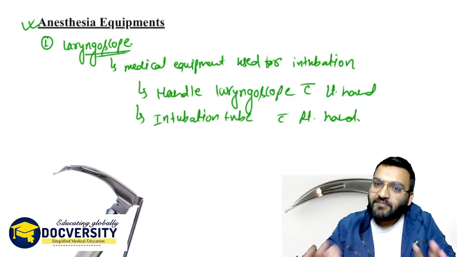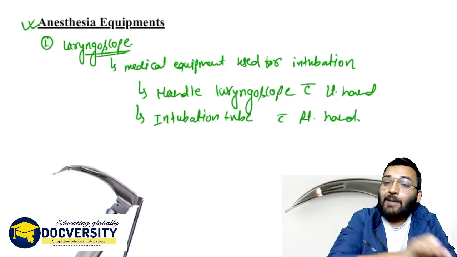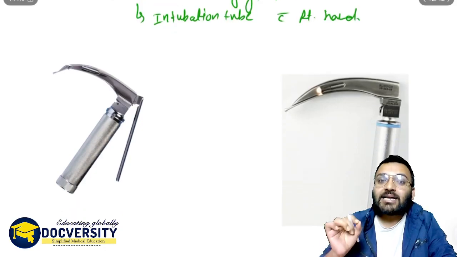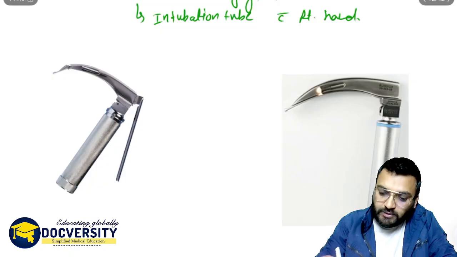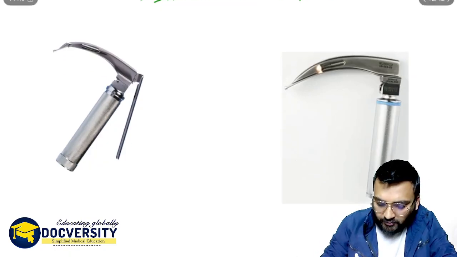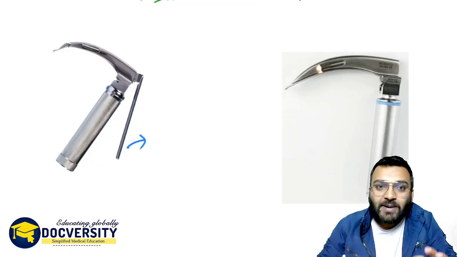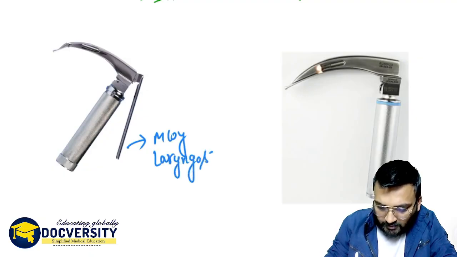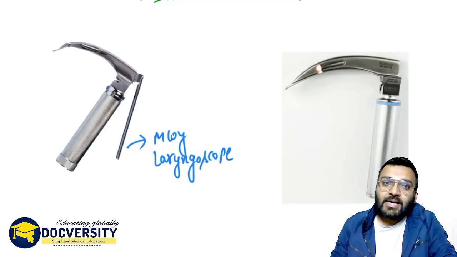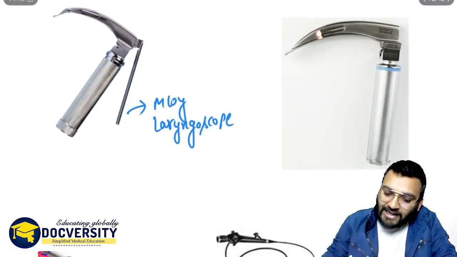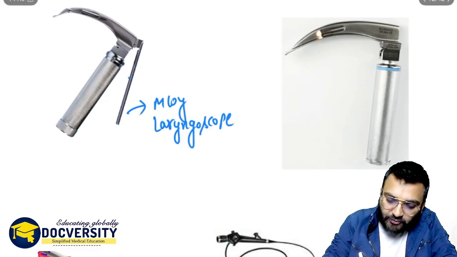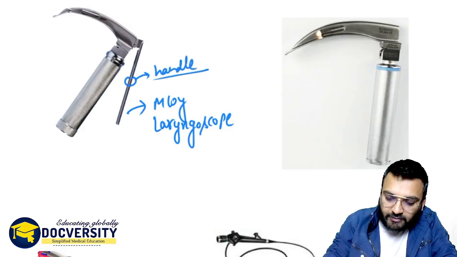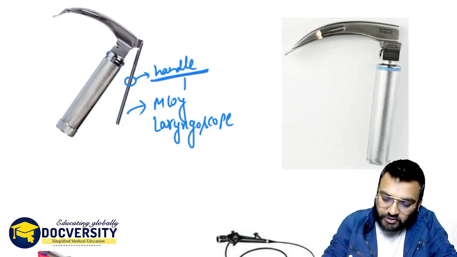Okay, now we have different types of laryngoscope that you have to identify, because as I said, most of the time they are asking image-based questions, right? So this one is called the McCoy laryngoscope. In the McCoy laryngoscope, the main thing you have to understand is that here we have the handle. This is the handle that you can see only in the McCoy laryngoscope.